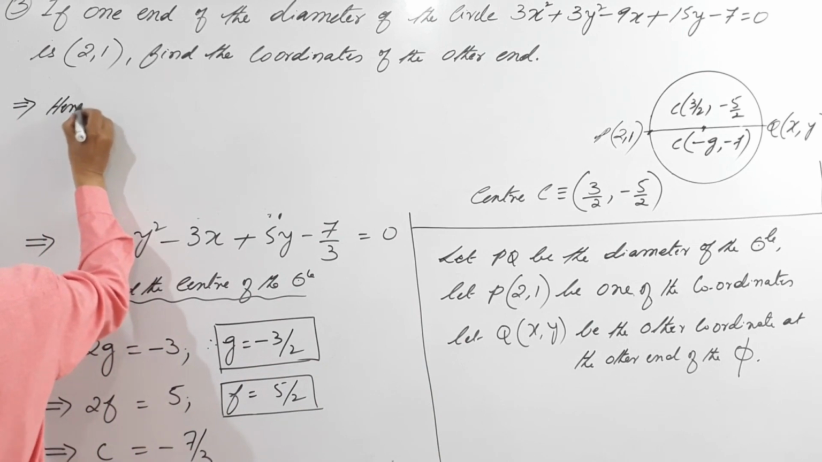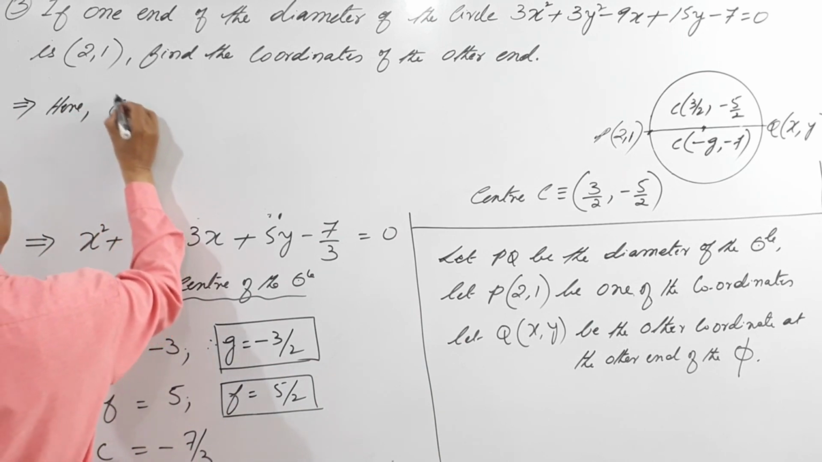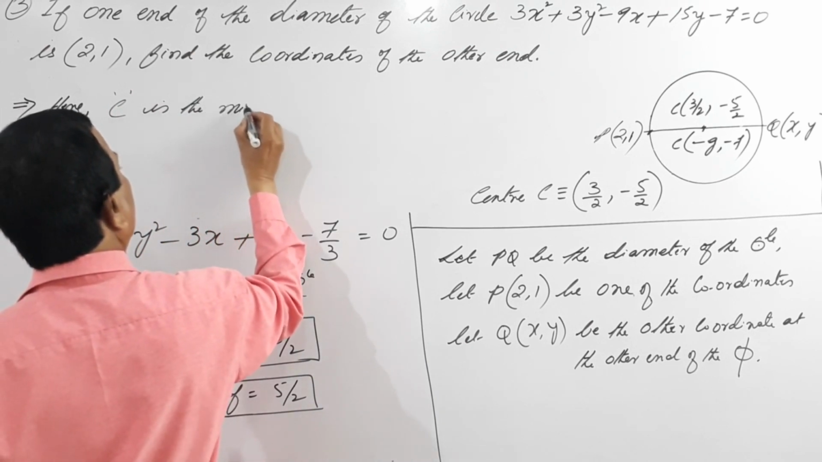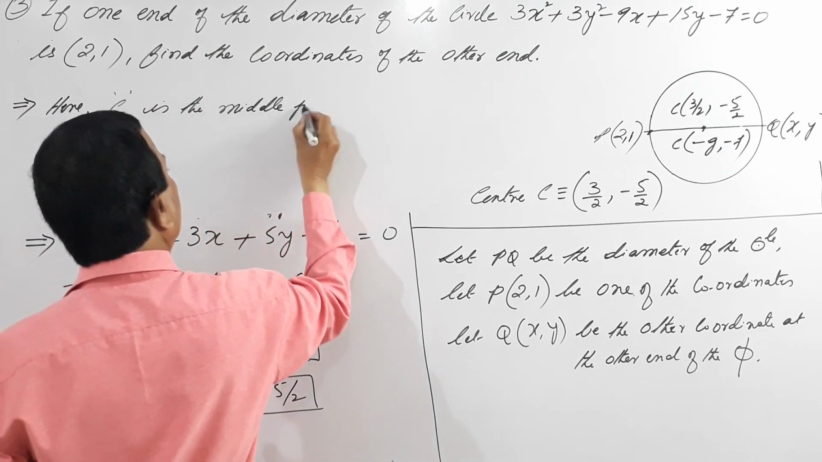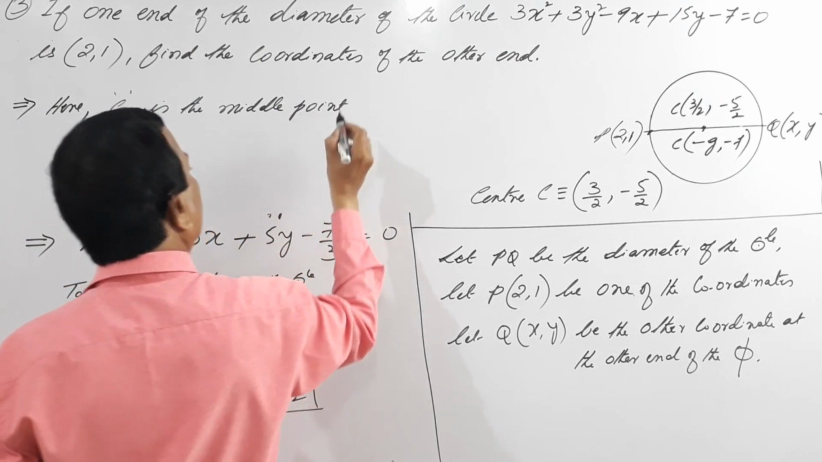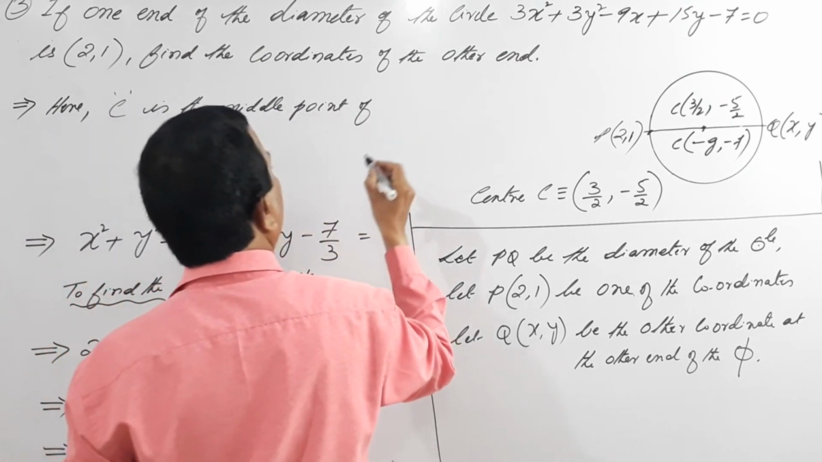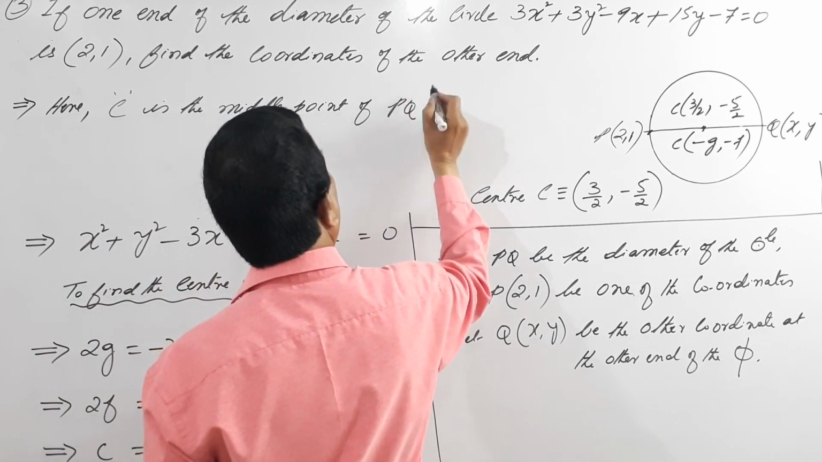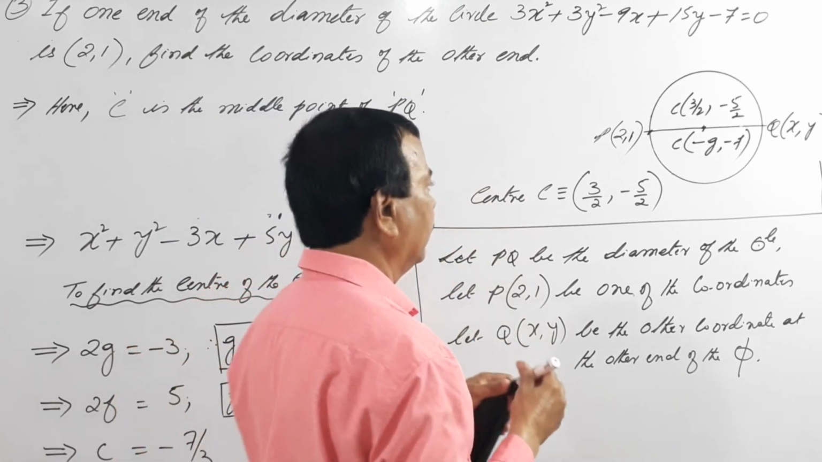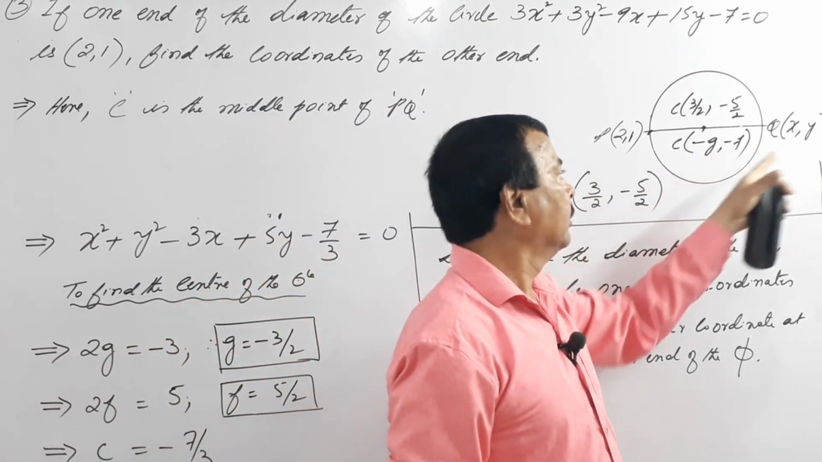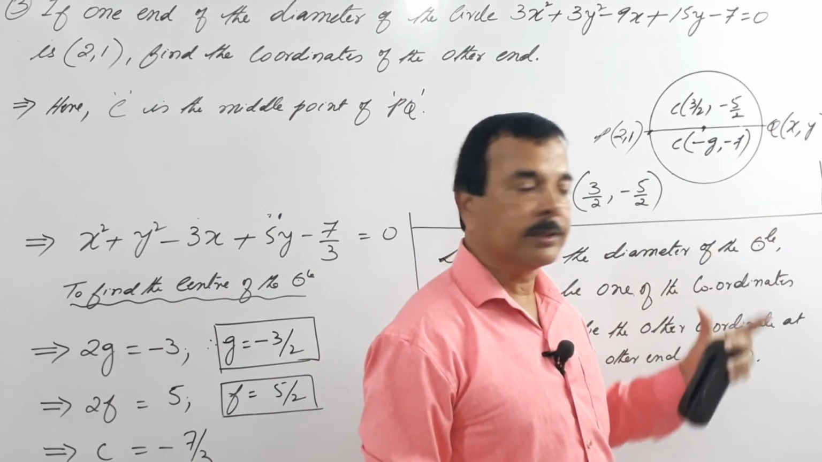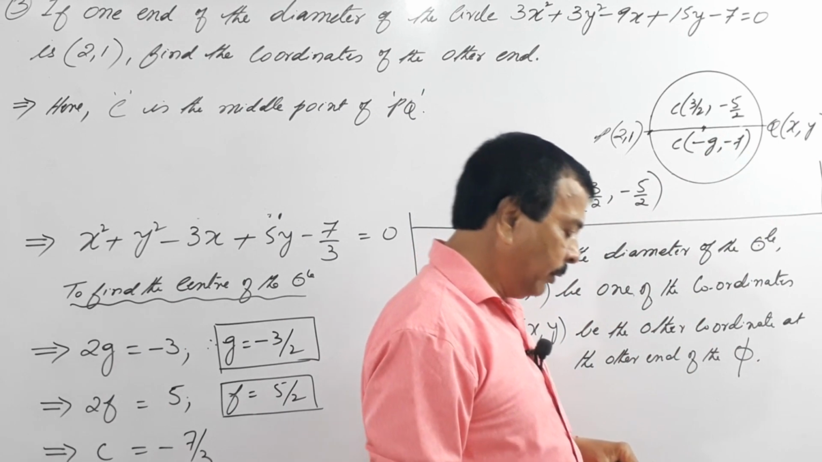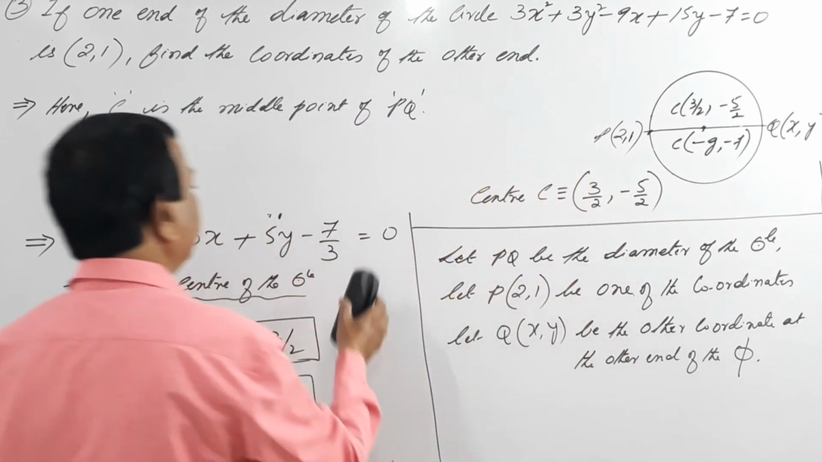Here C is the middle point of P and Q. So C will be the middle point, the center point. So now what will I do? I will use the midpoint formula.